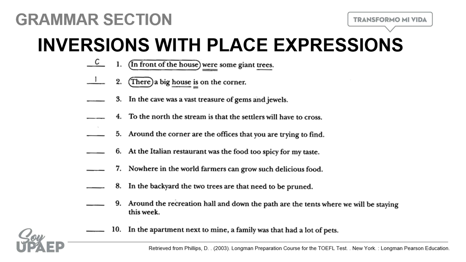Number 2, there a big house is on the corner. That is incorrect. Why? Because when you have there, you need an inversion. So it should be there is a big house on the corner.